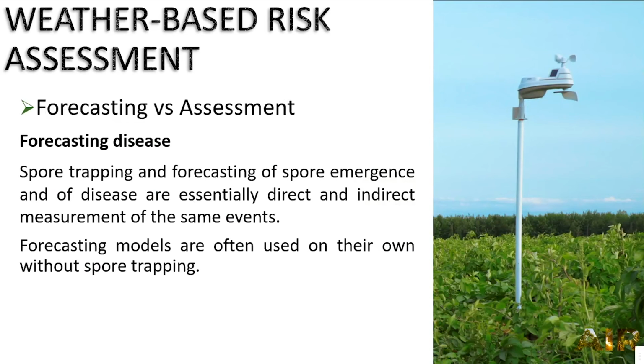There are two main ways of approaching weather data, forecasting and simply condition assessment. So for forecasting, in reality, forecasting of disease and spore trapping are, for the most part, two measurements of the same phenomenon. Models estimate the likelihood of occurrence of each of the many steps leading to spore germination and plant infection. So those models are often used on their own without spore trapping.